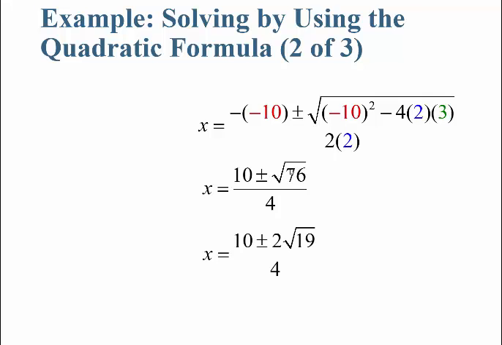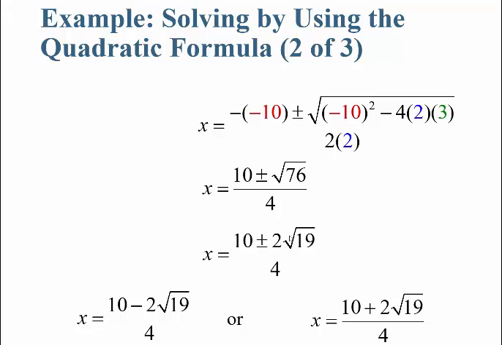When you have something like 76, you want to do prime factorization. 76 breaks down into 4 times 19. The square root of 4 is 2, so I'm going to bring that outside the square root sign. Here we have two solutions. One is x is equal to negative 10 minus 2 times the square root of 19, because that's the minus part, over 4. The other one is x is equal to 10 plus 2 times the square root of 19 over 4.